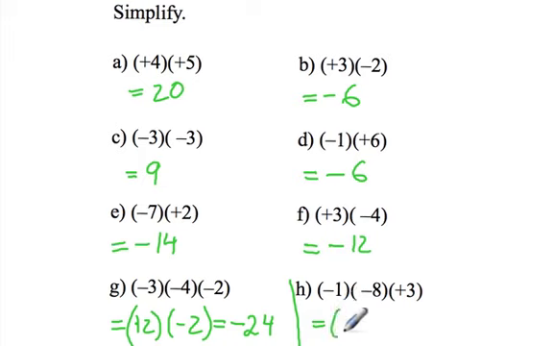For question H, we have negative and a negative. That will equal a positive. 1 times 8 is 8. And two positive integers, when you multiply, you get another positive, and 8 times 3 is 24.